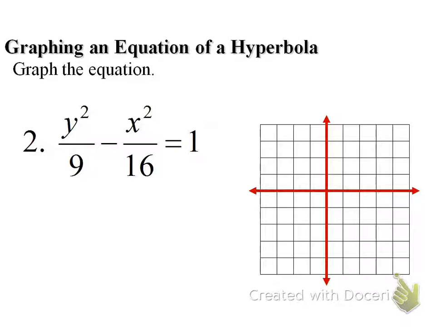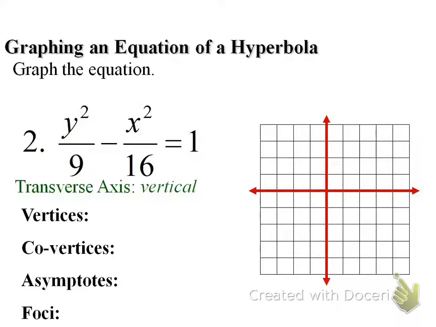All right, which way is this one going to go? Up and down, yes, it's going to be vertical. So my transverse axis is vertical, meaning that my vertices will be up and down. So what is my a here? 9. a squared is 9, so a is 3, good. So I need to go up 3, and I need to go down 3 for my vertices.